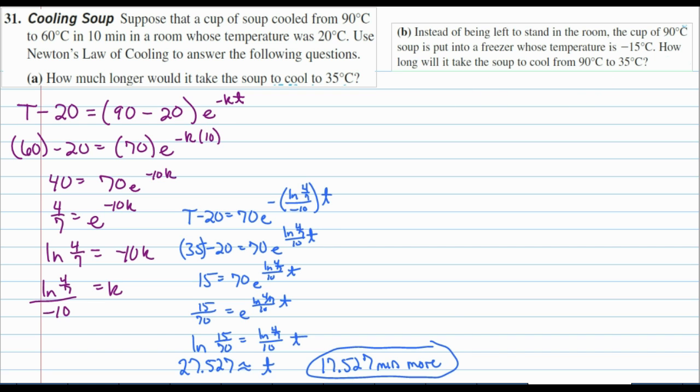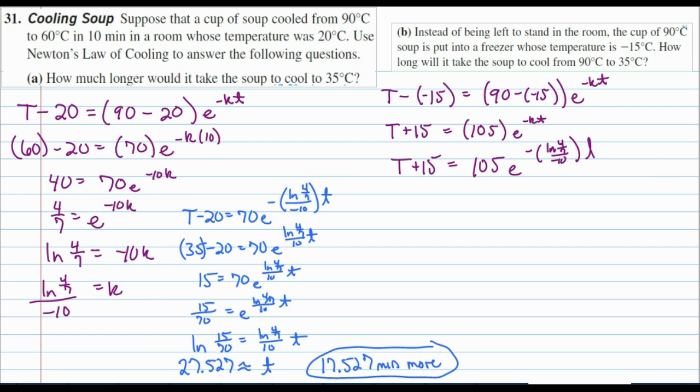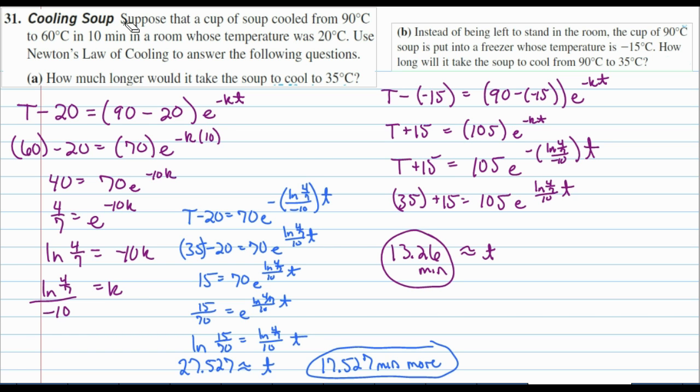Let's see. So I'll set up Newton's law of cooling, and fortunately for me, I get to use the same value as K as we did before, so I don't have to resolve for that, which is nice. We're still dealing with the same substance. And then I can plug in 35 degrees Celsius for my capital T, and then solve, and I get about 13.26 minutes from start to finish. So it saved quite a bit of time, actually. 27 minutes from start to finish dealing with the temperature of the room, versus 13.26 minutes in the freezer. So if you want your soup to cool fast, put it in the freezer.